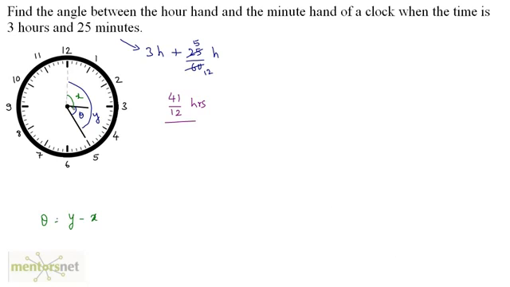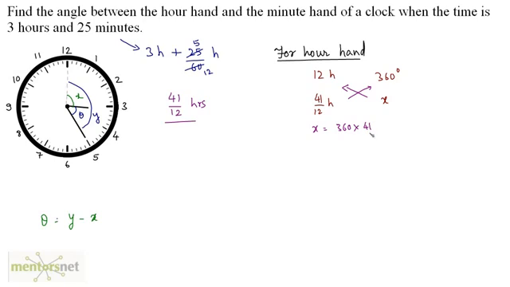Okay, now let us consider the hour hand. In 12 hours, the angle traced by the hour hand is 360 degrees, isn't it? Now the time passed is 41 by 12 hours. So in 41 by 12 hours, how much is the angle traced? That is x. So we can directly cross multiply and equate. So x is equal to 360 times 41 by 12 divided by 12. Okay, so 12 times 30 is 360, 3 times 10 is 30, and 3 times 4 is 12. So we have 410 by 4, and that will come out as 102.5. That is the angle traced by the hour hand in 3 hours 25 minutes.